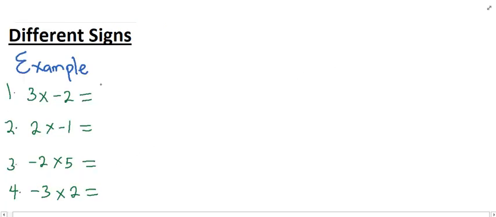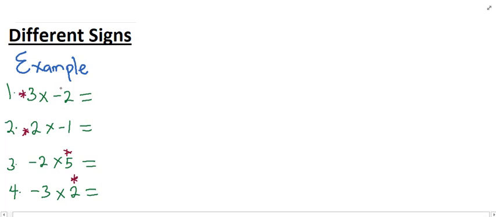Now we have different signs. Because the signs are different, what do we expect? We expect negatives, right? So I want you to observe this. Here we have what? Positive, right? Here we have positive. You see, positive and then positive. So let's also map out our negatives.